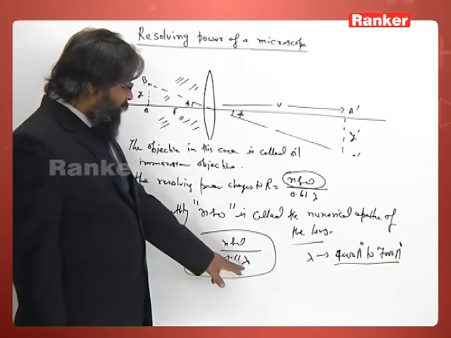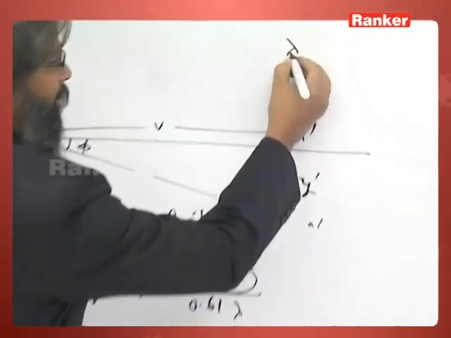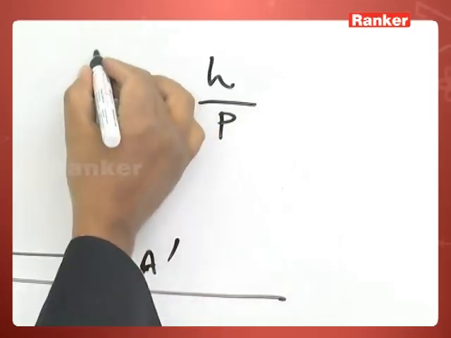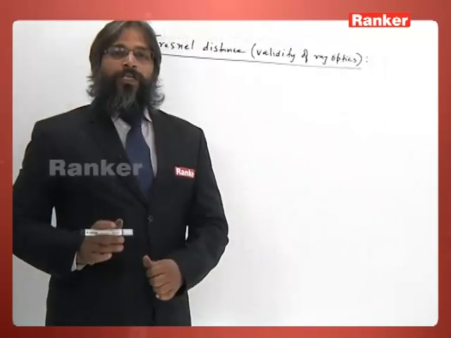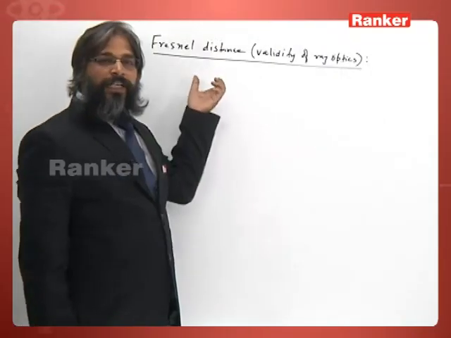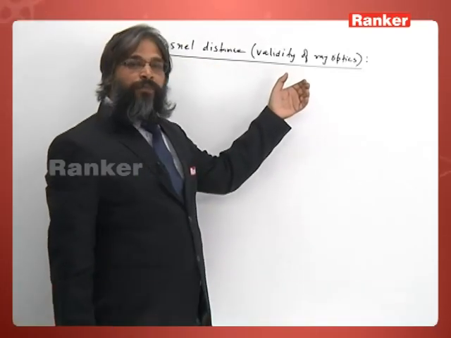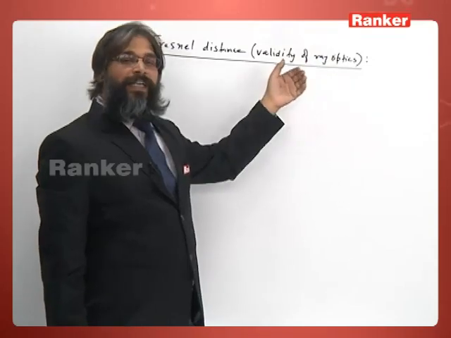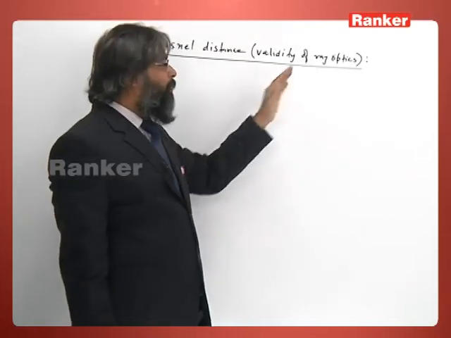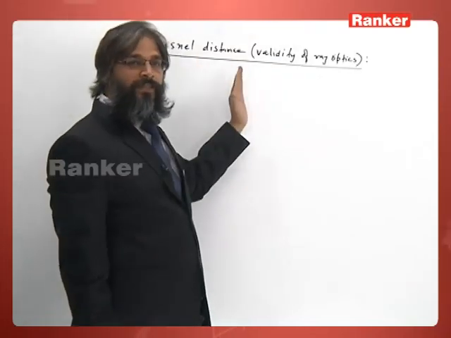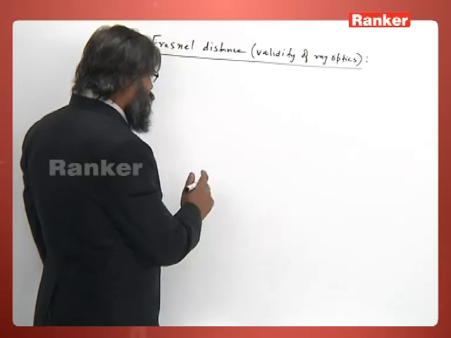Lambda for electron waves is given by h by p, which we will study in modern physics. Now let us see what is Fresnel distance, which determines whether we have to consider the diffraction effects or whether my result can also be predicted by ray optics. That is the validity of ray optics, the boundary. This Fresnel distance is going to decide the boundary between ray optics and the diffraction effects.